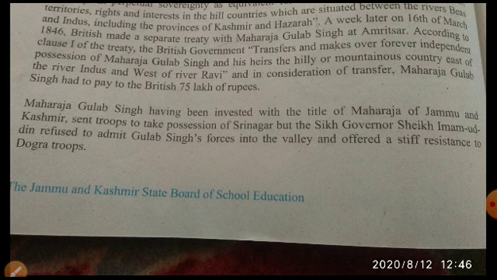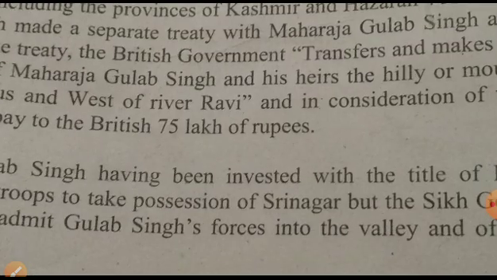Immediately after becoming the Maharaja of Jammu and Kashmir, Maharaja Gulab Singh sent troops to Srinagar, but there was a Sikh governor named Sheikh Imamuddin. He was not willing to surrender, he was not willing to admit Gulab Singh's forces to the valley, and for that he offered stiff resistance to the Dogra troops.